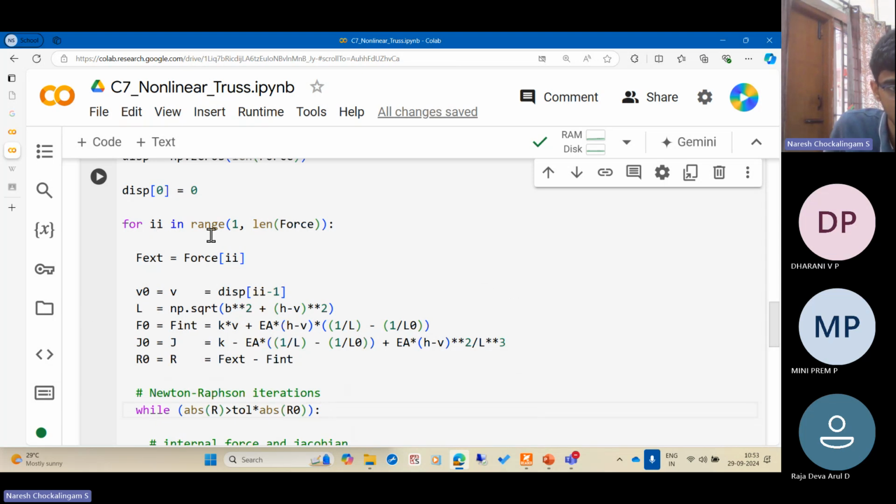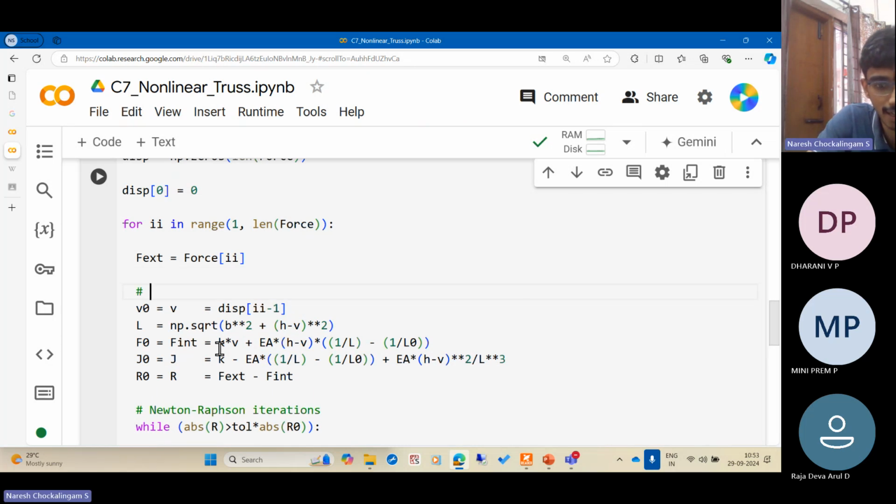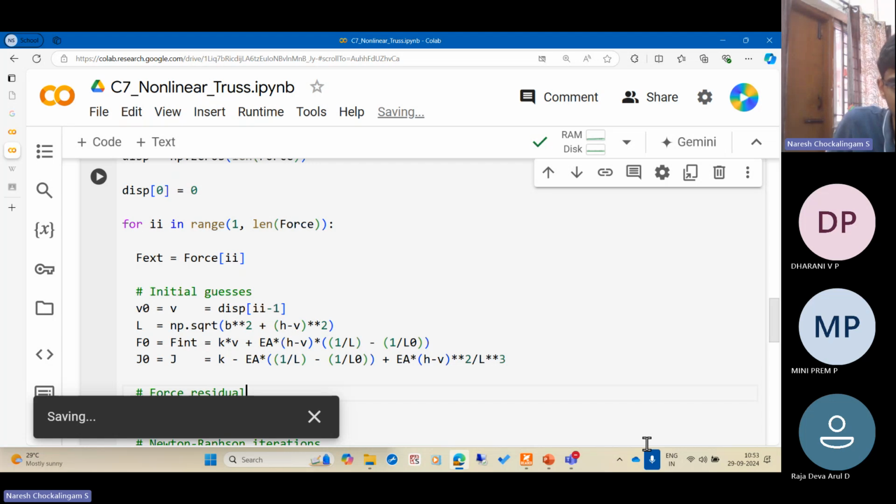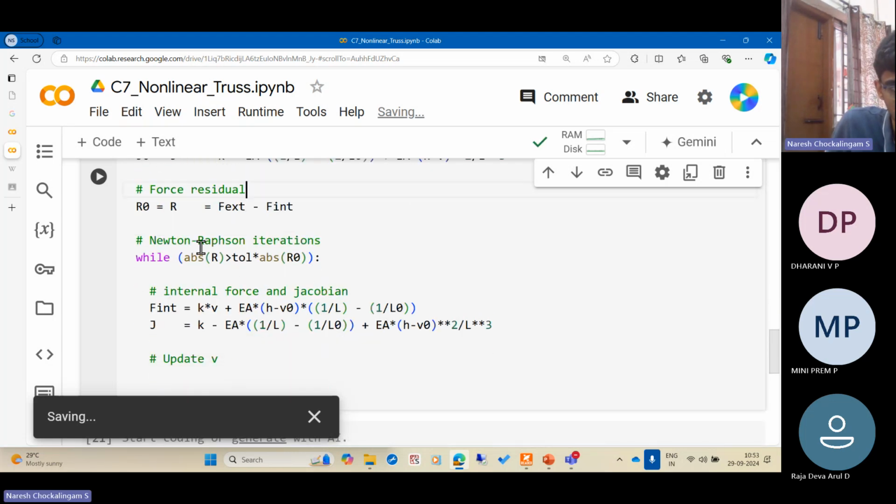You're making a load increment here. So this loop is over the forces. You're first taking the external force. You're taking a guess. So these are guess values. So this is initial guess. So initial guesses are V naught, L, F naught, and J naught. Then you're calculating the force residual. Then you do the Newton-Raphson iterations.